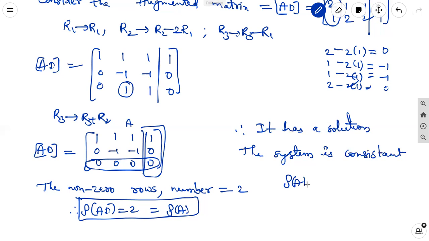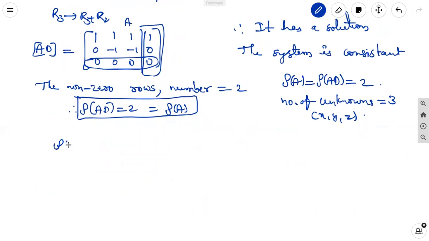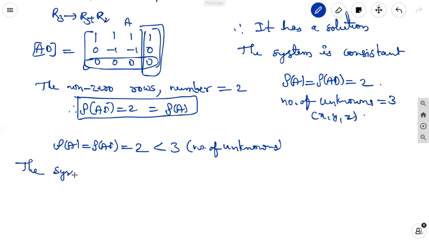Here, the rank of A is equal to the rank of AD, which is equal to 2. But how many unknowns are there? The number of unknowns is 3: x, y, z. Here clearly it has infinitely many solutions. Why? Because the rank of A is equal to the rank of AD, which is 2, less than 3, that is the number of unknowns. So the system is consistent and it has infinitely many solutions.